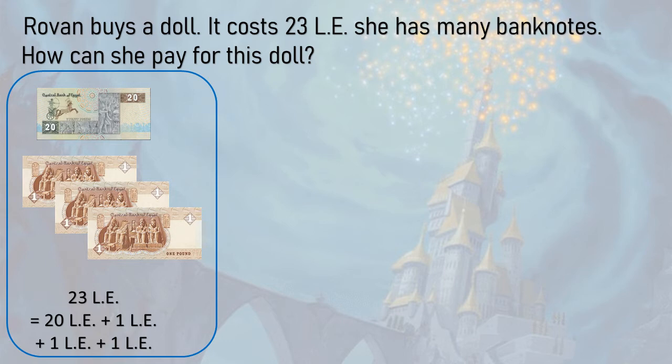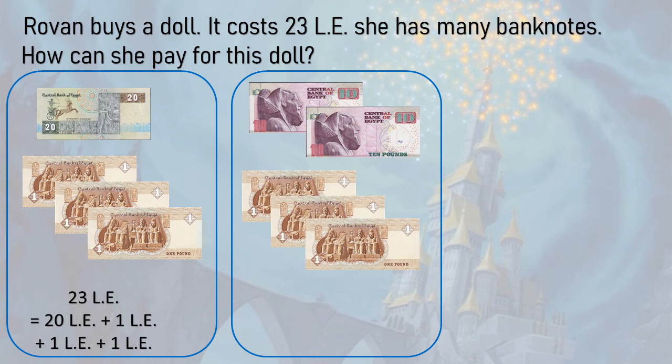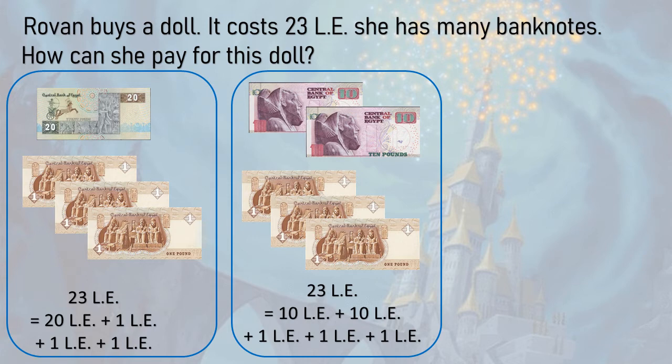What if Rowan doesn't have 1 banknote of 20 Egyptian pound and 3 banknotes of 1 Egyptian pound? If she has 1 banknote of 10 Egyptian pound and 10 Egyptian pound, that makes 20, right? So she needs, yes, 3 papers of 1 Egyptian pound to create 23 Egyptian pound, because 23 equals 10 plus 10, 20, 21, 22, and 23. So that is 23 Egyptian pound.